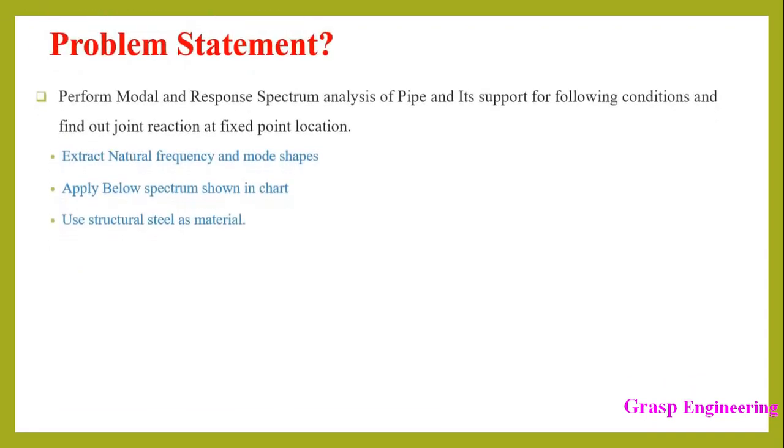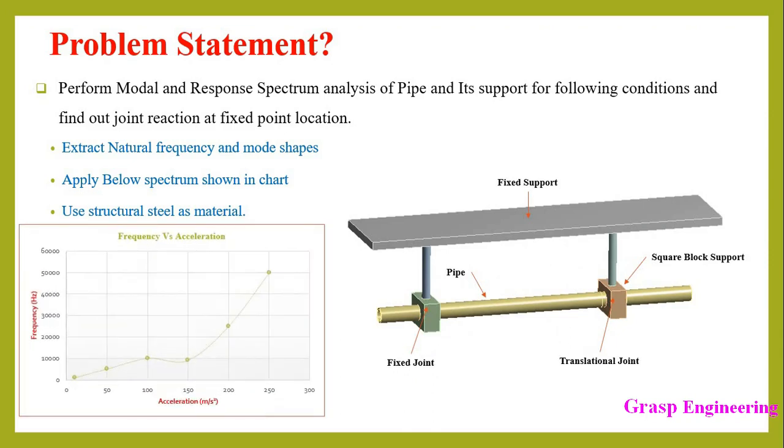This slide represents the problem statement. Here we need to perform modal and response spectrum analysis of a pipe and its supports for the following conditions, and we need to extract the joint reactions at the fixed joint location. If you see the schematic, we use the same geometry which we discussed in our last videos for the fixed joint as well as translation joint definitions. You can see here, at this respective point we need to extract the joint reactions.